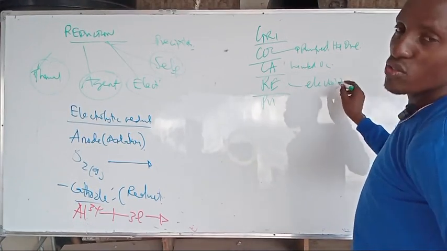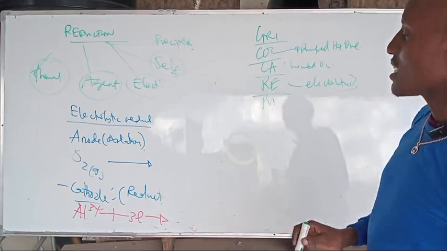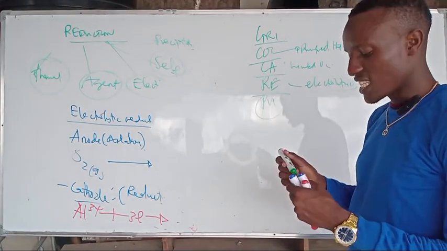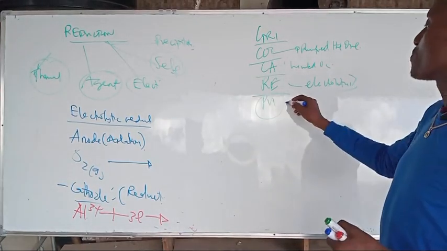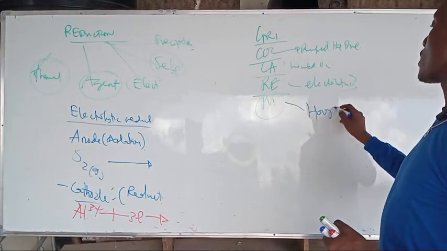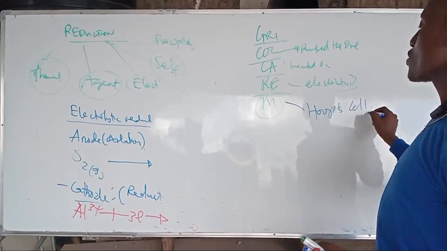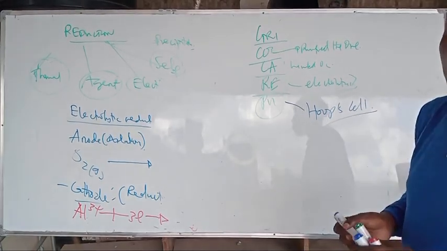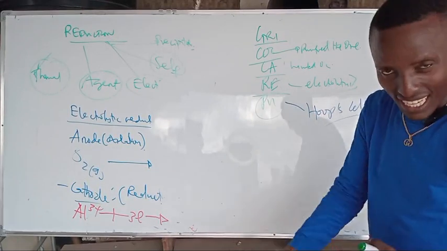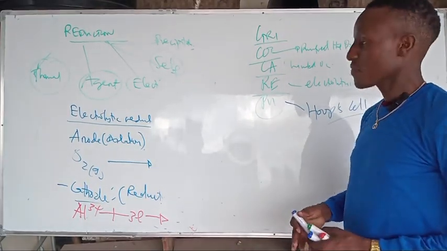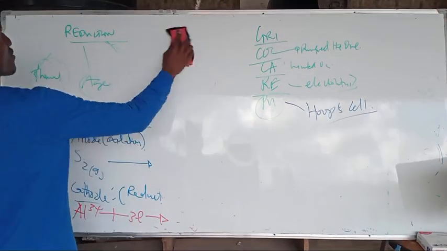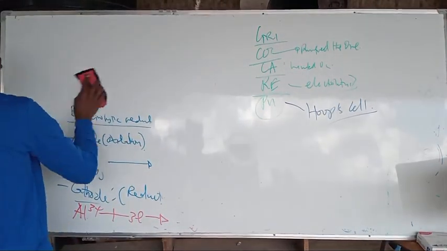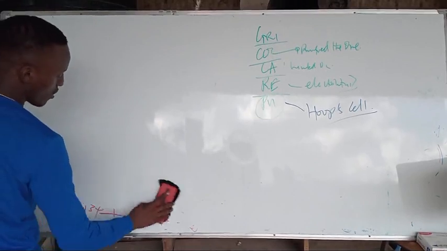So you need to know how to draw that cell. But there is purification. Purification is done in a special cell called the Hoope's cell. You need to know how to draw it and how the purification is being done in the Hoope's cell. So let's draw the Hoope's cell for the purification of aluminium.